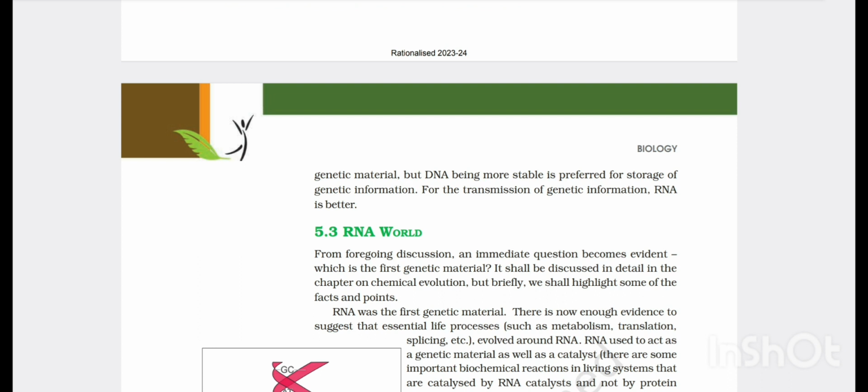Then how DNA replication occurs, then how transcription and translation occur.